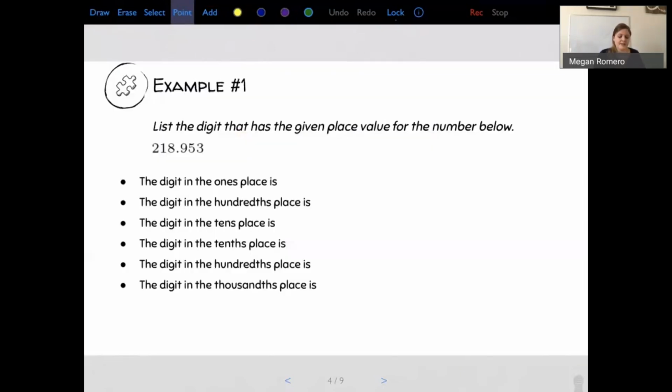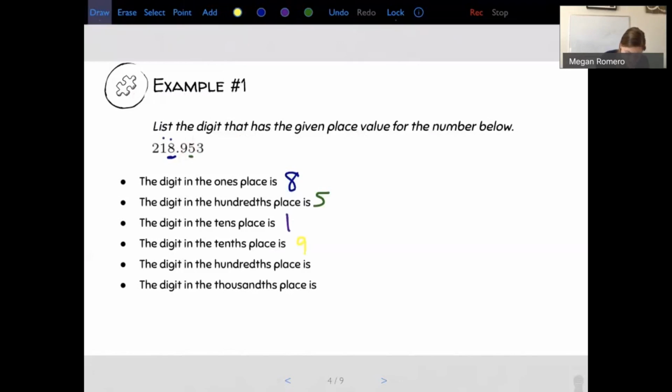Example number 1, list the digit that has the given place value for the number below. So we have 218.953. The digit in the ones place. The ones place is always to the left of the decimal, so this would be 8. The digit in the hundredths place, I always count. So we have tens, tenths, hundredths, so this would be 5. The digit in the tens place, ones, tens, is a 1. The digit in the tenths place, 9.